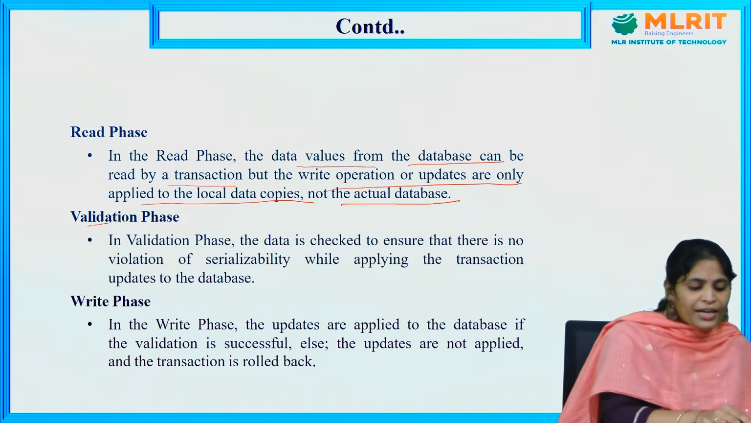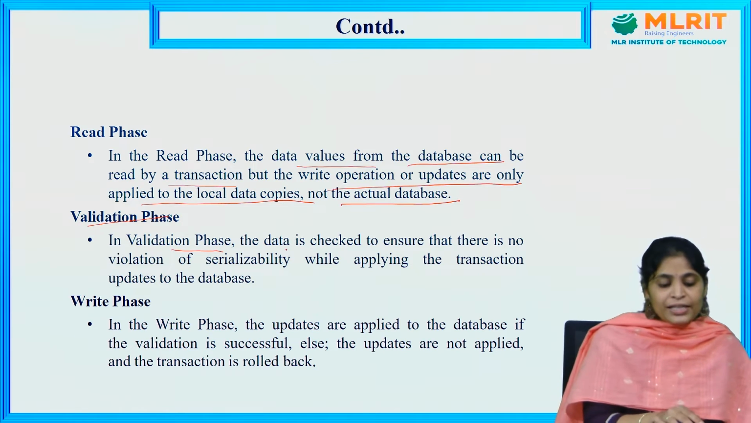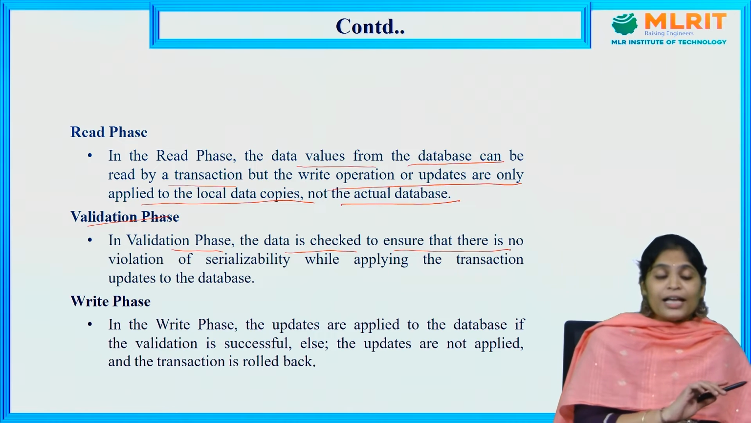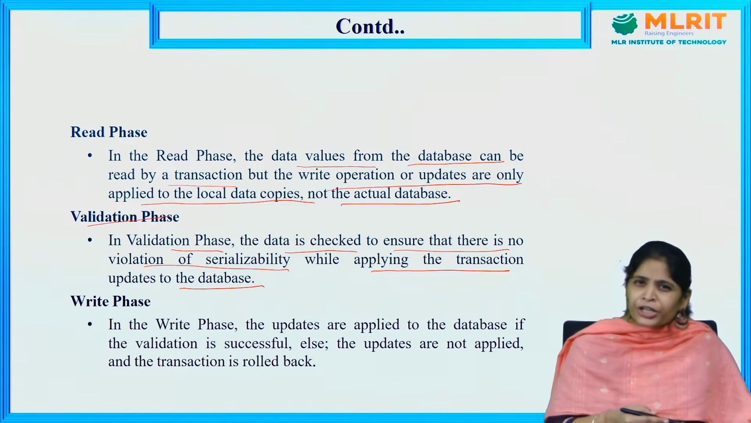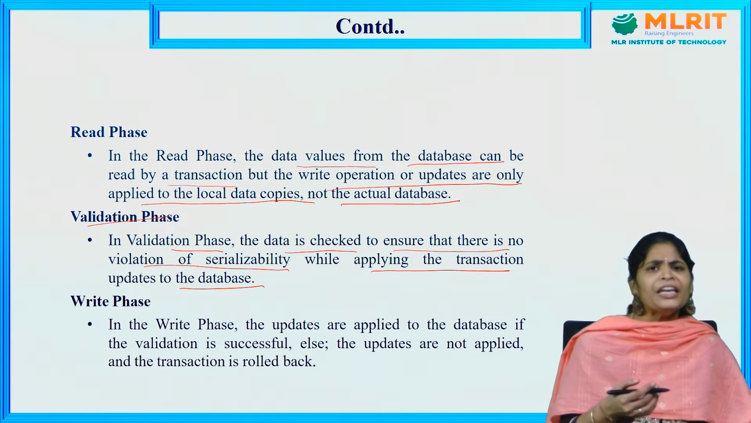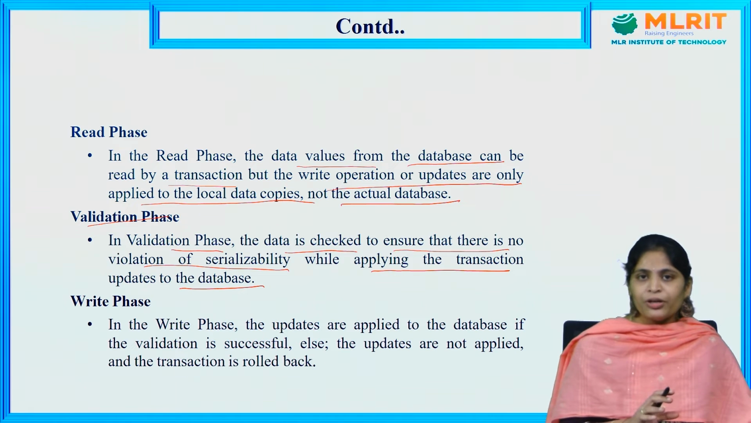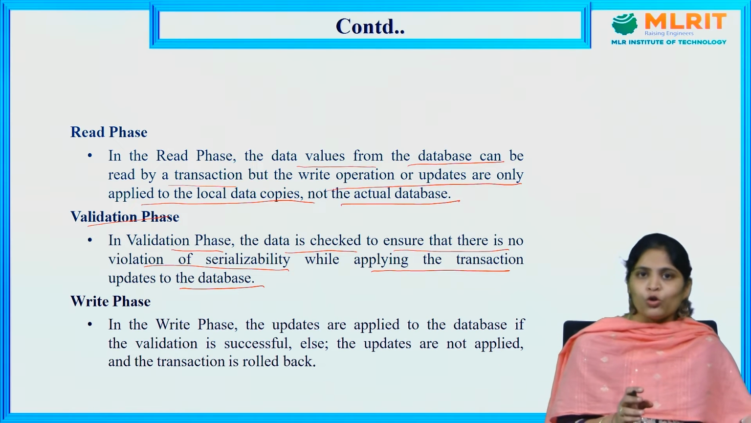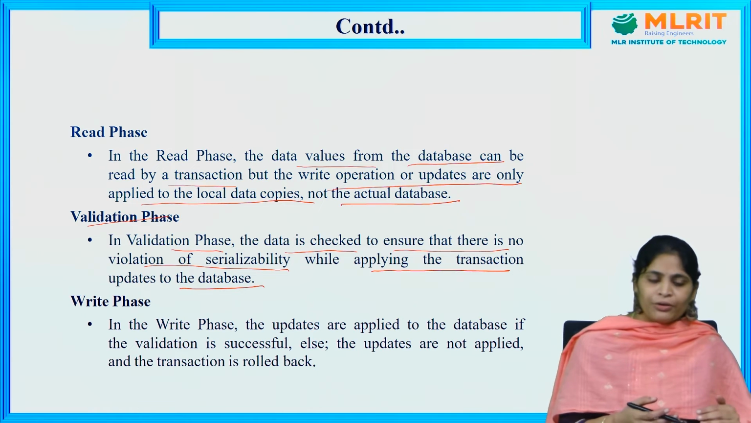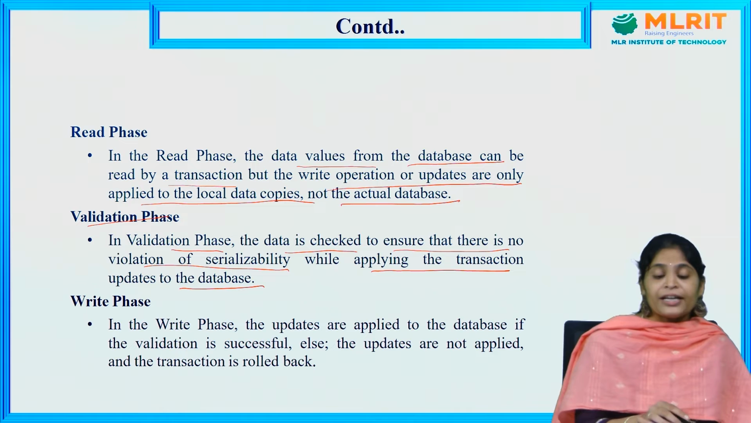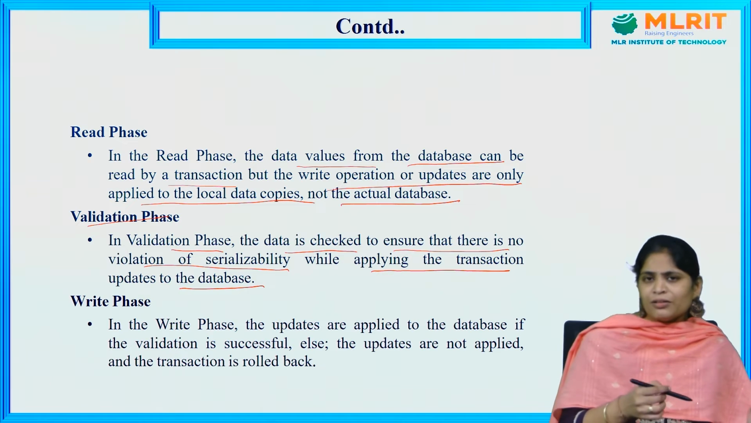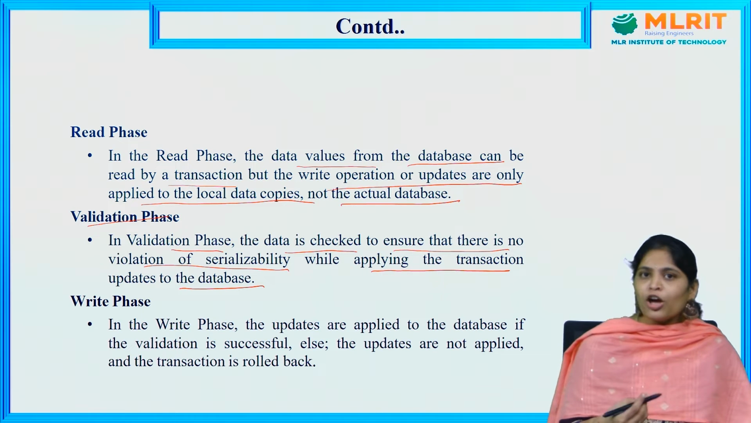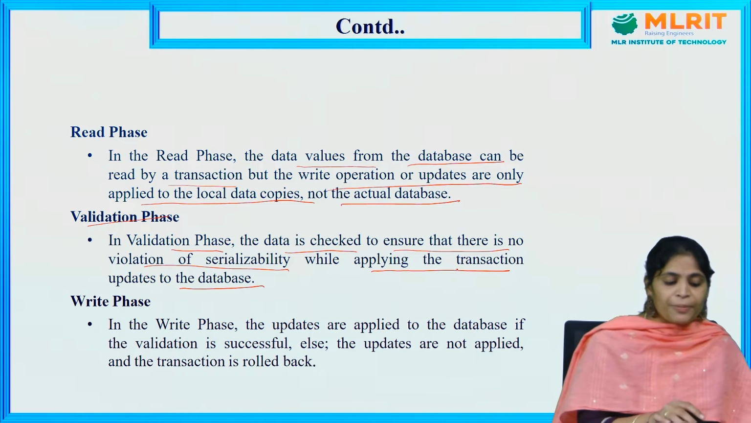What is the validation phase? In the validation phase, the data is checked to ensure that there is no violation of serializability while applying the transaction updates to the database. That means if we are going to update any data and any problem occurs, it will be validated. If a problem occurs, then it will roll back, otherwise it will commit. The check is whether the transactions are performing in a serial manner, one by one, while applying the transaction updates to the database.